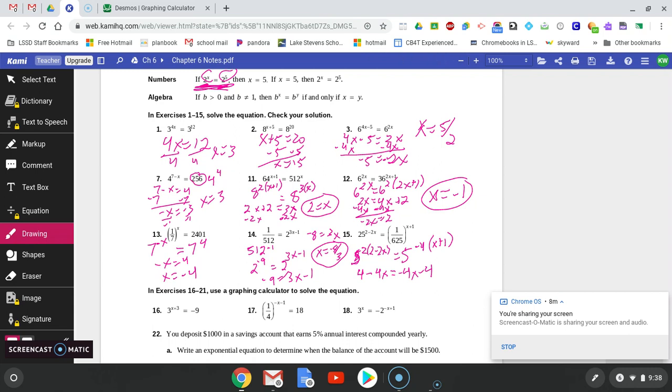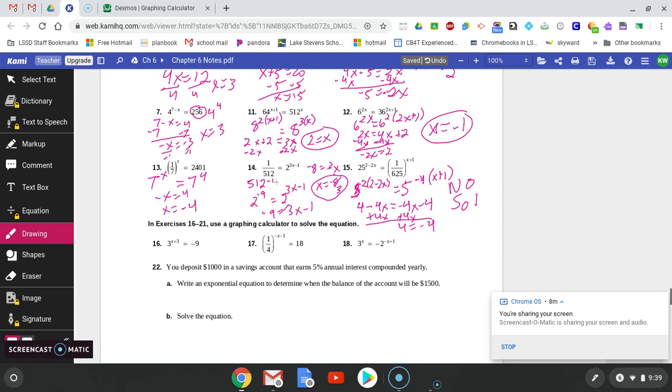Okay, so I need to add my 4x to both sides. And when I do that, I get 4 is equal to -4. What does that mean? That's not a true statement. 4 is never equal to -4. So if you get something that does not work out, your answer is no solution.